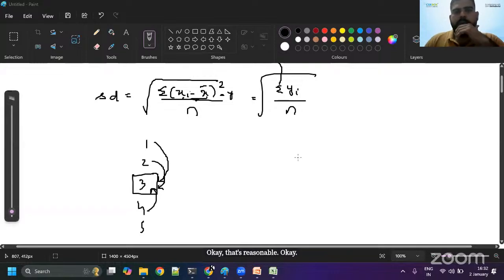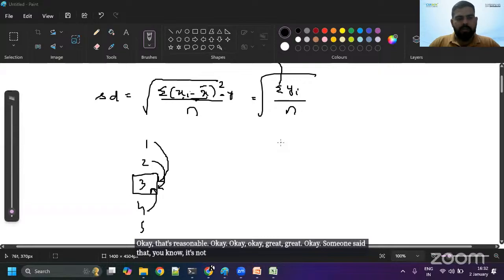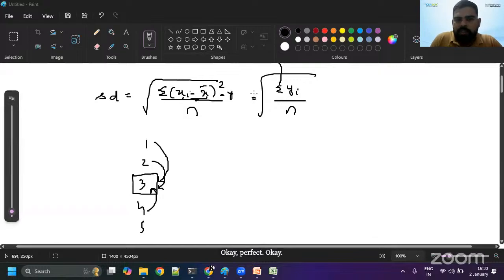Oh, okay. Okay, great. Someone said that it's not visible, so I thought maybe I've shared only one particular screen. Okay, perfect.